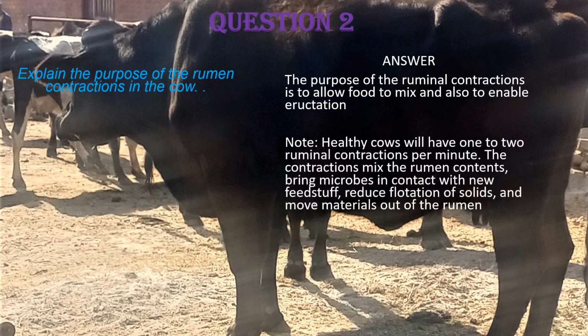But also healthy cows will have 1 or 2 ruminal contractions in a minute, and the contractions will mix the rumen contents, then bring the microbes in contact with new feed stuff, and also they will reduce the flotation of solids, and then they move the materials out of the rumen in what is known as either regurgitation, or the food goes to the reticulum before it enters into the omasum. So that is the purpose of the ruminal contractions in the cow.